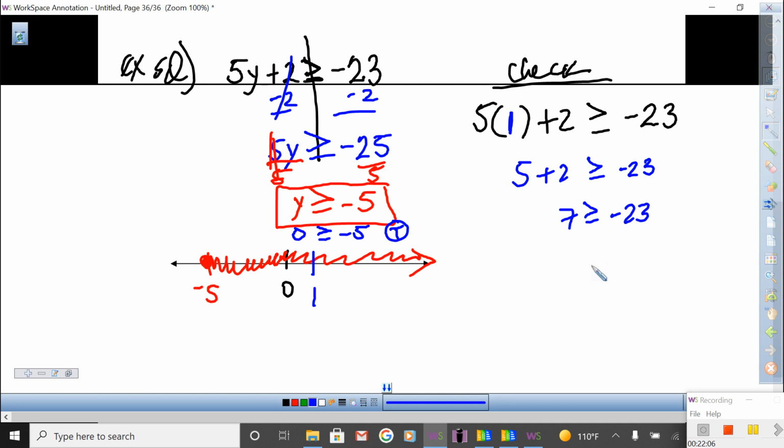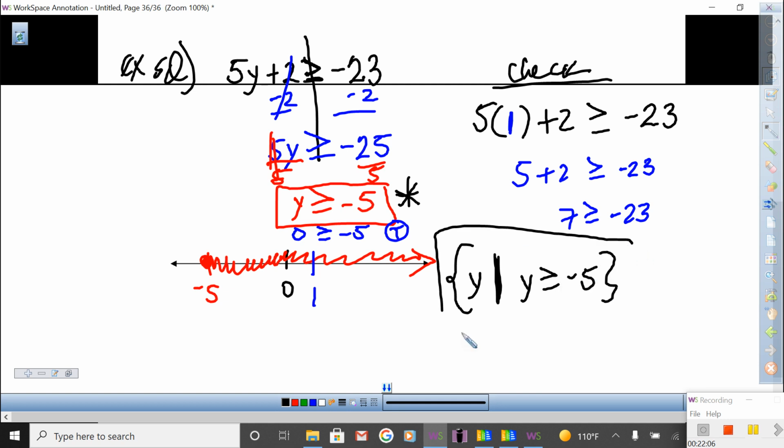So, what is the last thing we need to do? We already checked. What's the last thing? Solution set. So let's write the solution set. Solution set, which variable? y such that, and what is my solution? It's right here, so we write it here, y greater than or equal to negative 5, and close your set. Let's go. Well, not yet. We're almost there.